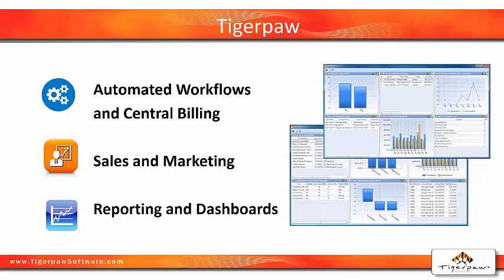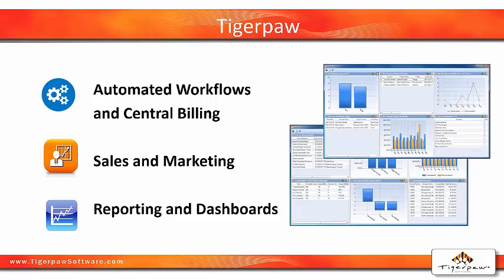There's a lot of customers on the phone, but there's also a lot of prospects, and there are three areas I just want to expand on. Number one, the automated workflows and central billing. With the power of TigerPaw, you've got the tools on your desktop now to drive cost out of your business. In today's competitive world, you need a tool that's either going to make you money or save you money. And TigerPaw is so powerful with the automated workflows and the central billing.